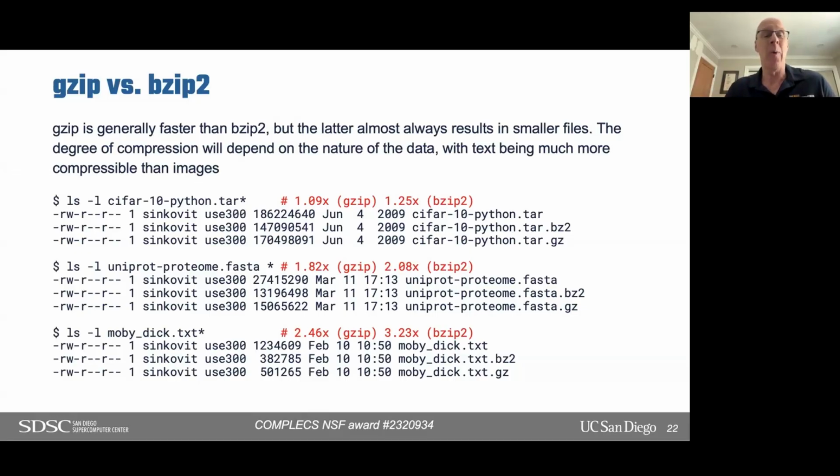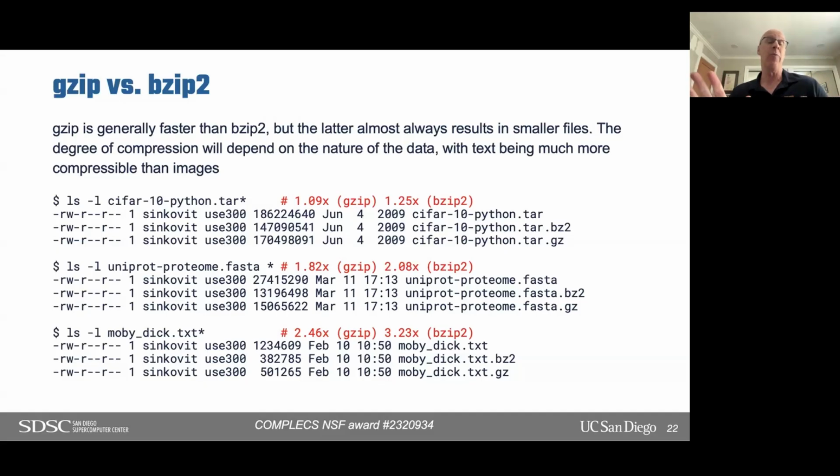So here's an example where I took the sci-far tar file and I tried compressing it with gzip and bzip2, and that's the first block of examples here. We can see that gzip only resulted in about a 10% reduction in the file size. So if we look at the ratio of the original to the compressed file, it was only 1.09. bzip2 did a little bit better. We had a compression factor of 1.25.